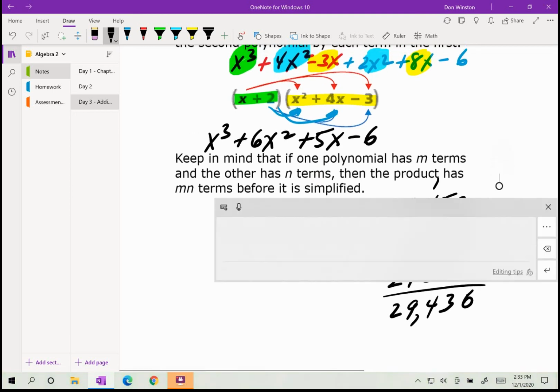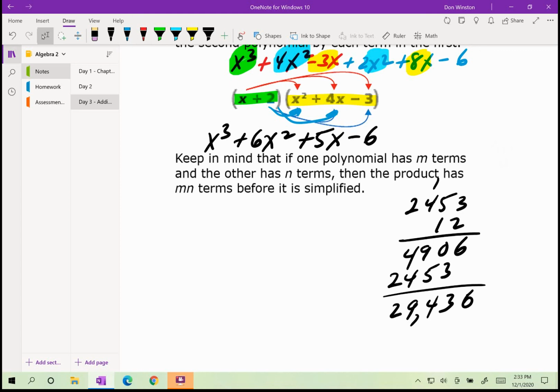So I'll work with the same polynomial I had here. And again, when you use the vertical method, you want the polynomial with the greatest number of terms at the top. So this would be x squared plus 4x minus 3. And then the other polynomial, x plus 2. And now you just multiply.